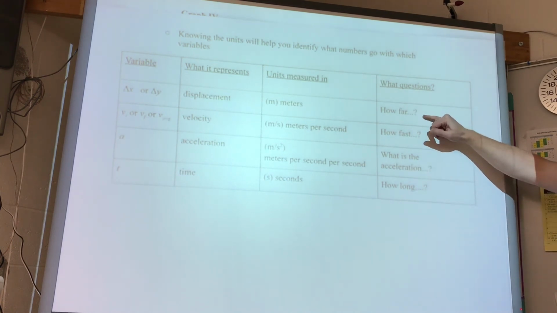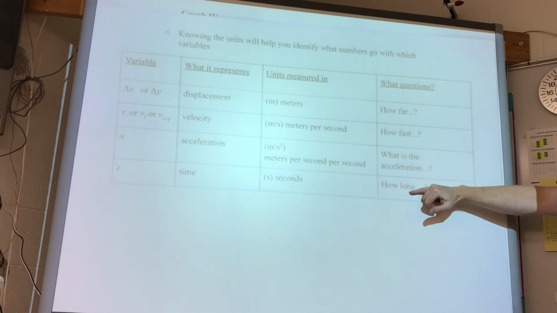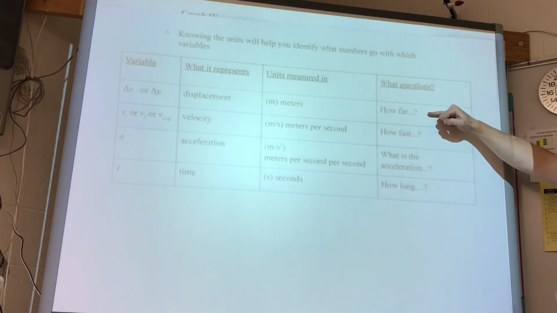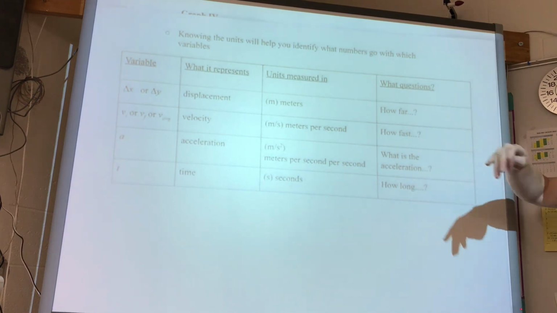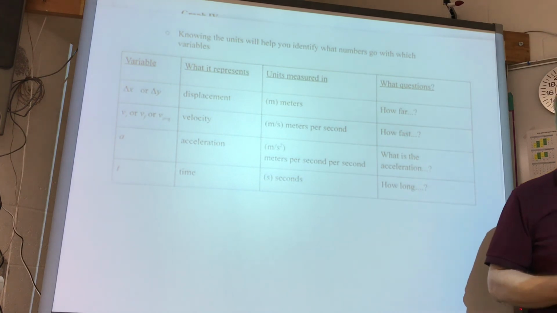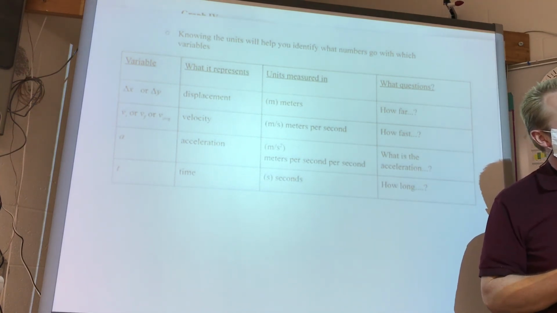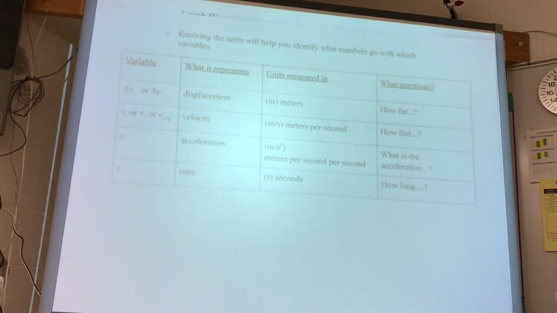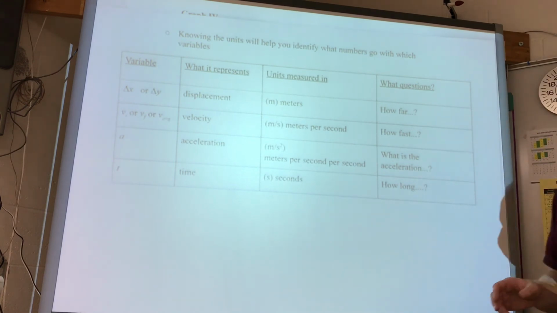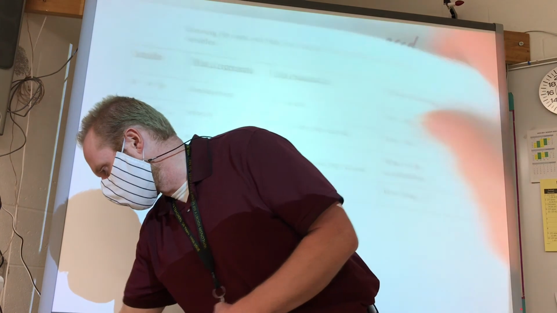Now, you have to be a little careful and read the context, because we can measure distance or displacements with how long. Like, how long did it take? That would be time. But we could also ask how long is this table, right? So you just have to be careful. How long does not always mean time. It could mean displacement.